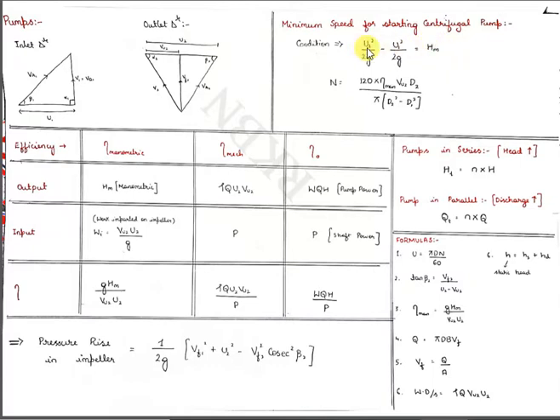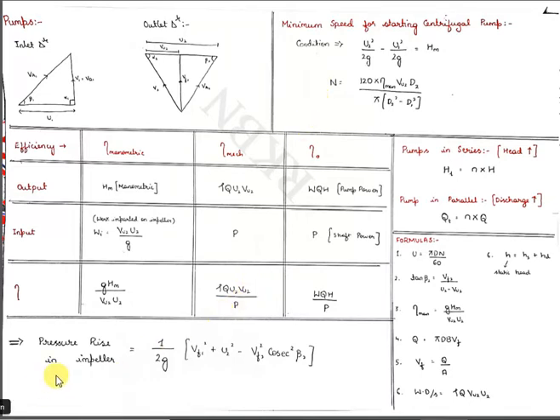Then U can be written as pi d n by 60. U2 is pi d2 n by 60, and U1 is pi d1 n by 60. Then keep only n on the LHS and substitute everything on the RHS. We get n is equal to 120 into manometric efficiency into Vu2 into D2 divided by pi into (D2 square minus D1 square). This is the minimum speed required for starting a centrifugal pump.